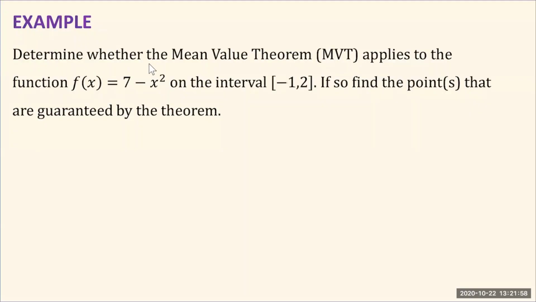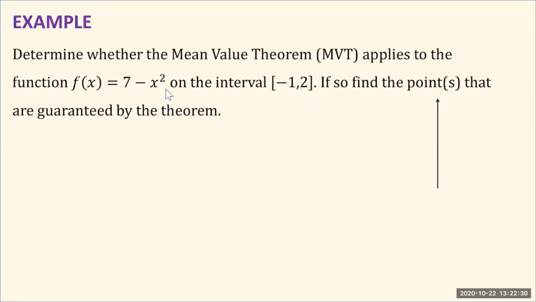Example: determine whether the mean value theorem applies to the function f of x equal to 7 minus x squared on the interval -1, 2, that's the closed interval -1, 2. If the theorem applies, then we have to find the point or points that are guaranteed by the theorem. First I'm going to graph that function. Let's graph that function together.